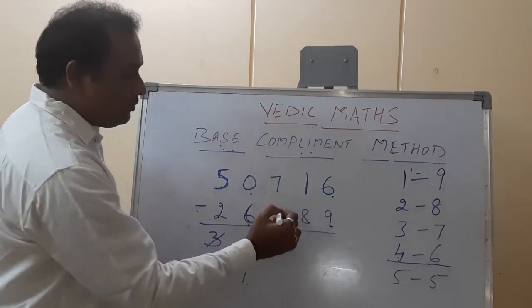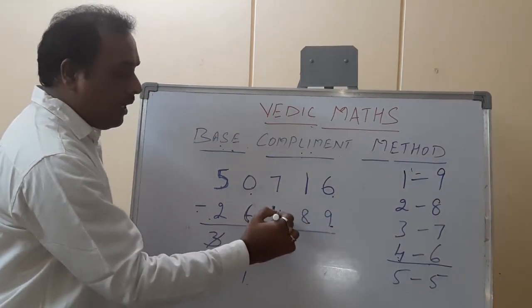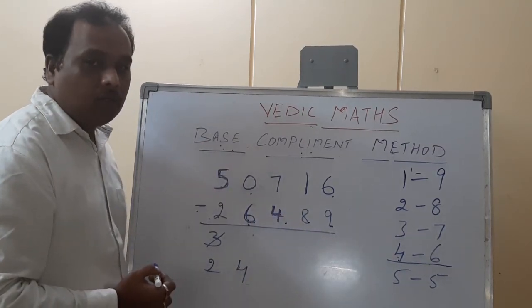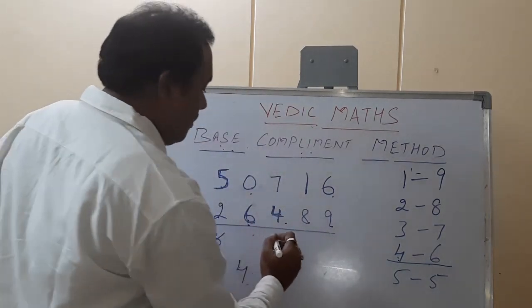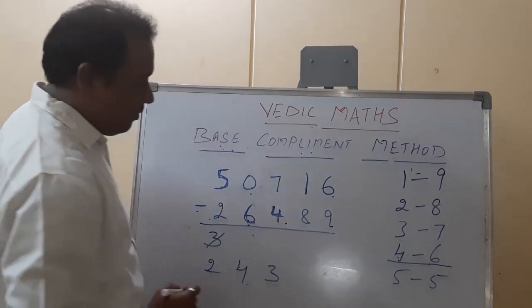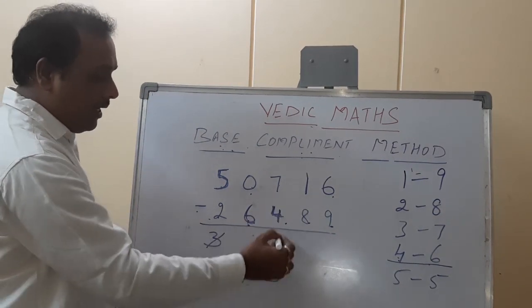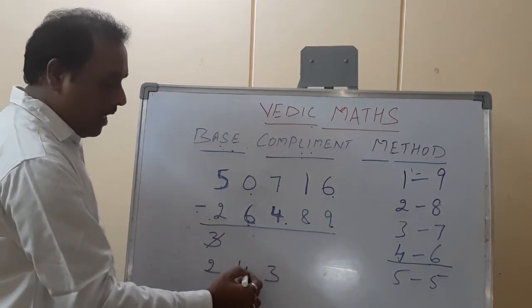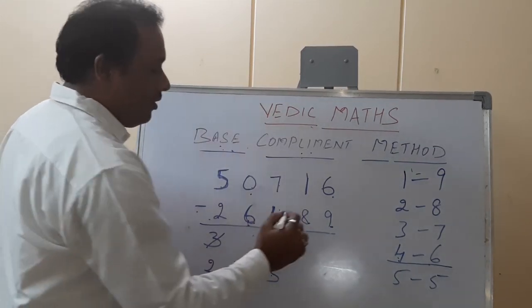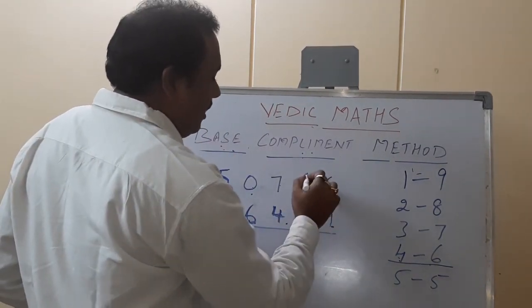Now here, can I subtract 4 from 7? Yes, I can subtract 4 from 7. So what will come? 3 we are getting here. As we can subtract here, we don't need to minus this 4. So same, we are writing 2, 4, 3. Now 1 comma 1 here it is there.